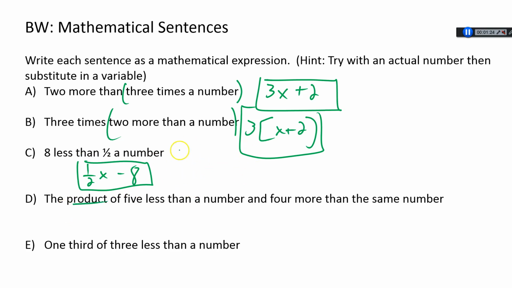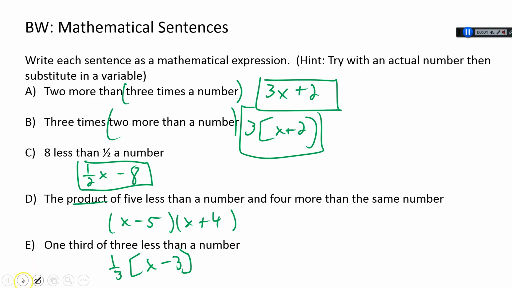Product. Product means multiplication. So we're going to have 2 things multiplied together. 5 less than a number, that's x minus 5, and 4 more than the same number. There you go, x minus 5, x plus 4. 1/3 of 3 less than a number. There you go. That's all there is to it. So hopefully this wasn't too tough.